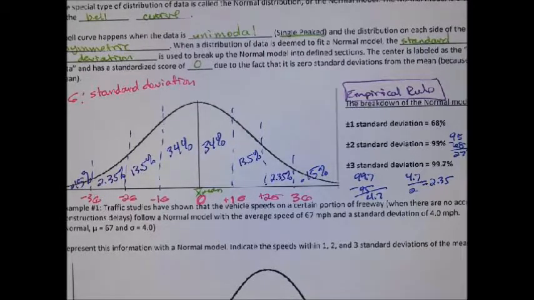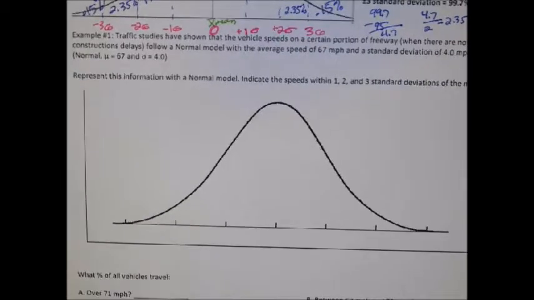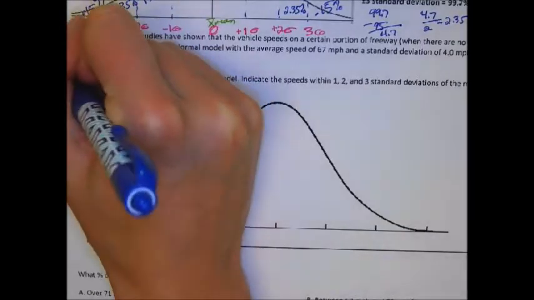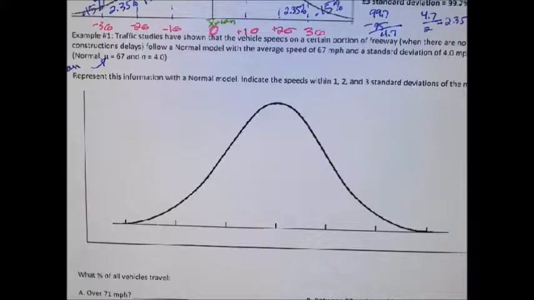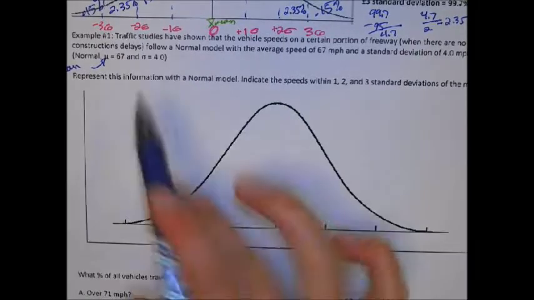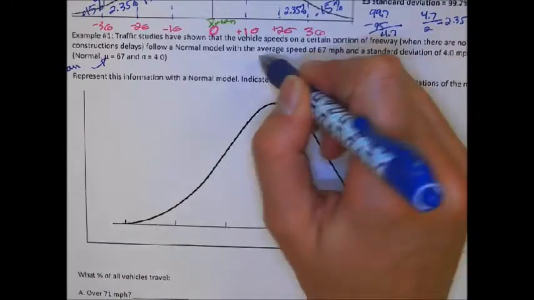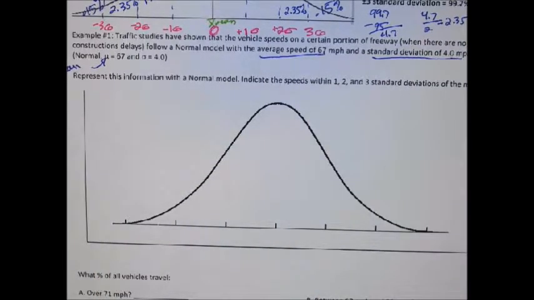So let's look at an example of how we use this. Traffic studies have shown that the vehicle speeds on a certain portion of freeway, when there are no accidents or construction delays, follow a normal model with an average speed of 67 miles per hour and a standard deviation of 4.0 miles per hour. Now this symbol mu is another symbol for mean. So our mean is 67 and our standard deviation is 4.